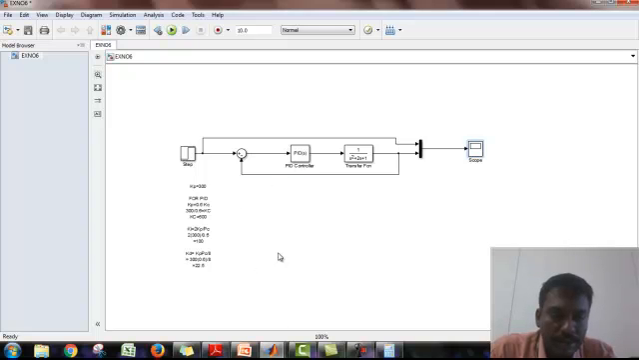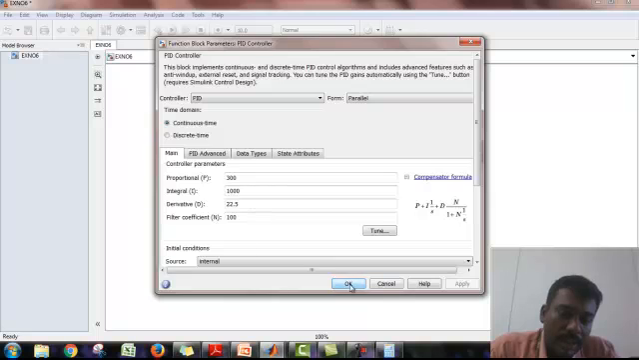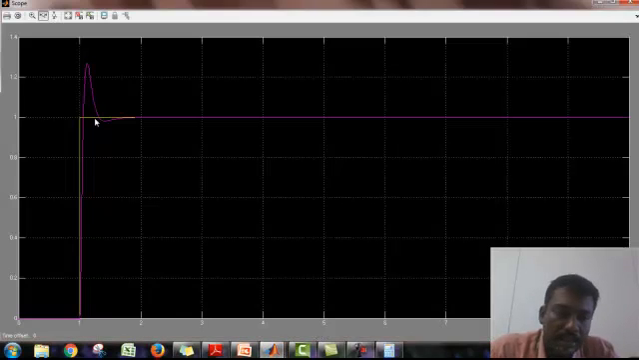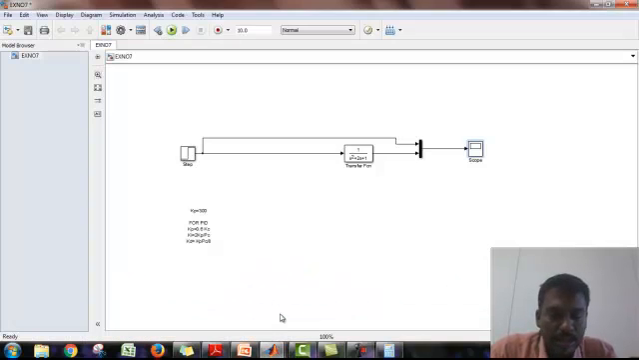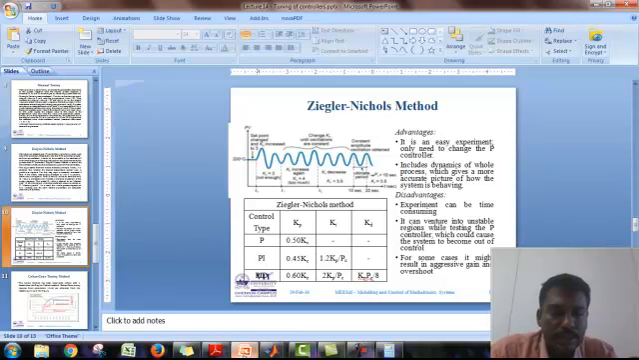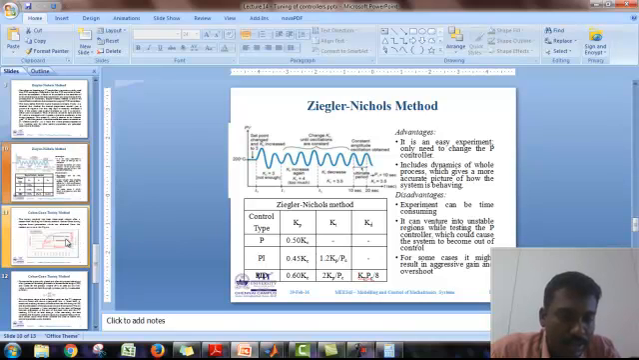From the proportional controller you find the value of PC, the ultimate time period, and KC, that means the critical gain, and the derivative gain. Applying all the values here, I find the response that comes like this. The initial error is minimized, and we get the defined output with respect to the real values of the input I'm giving to the system. That is the advantage of the Ziegler-Nichols method. Compared to the manual method, this method is somewhat good.